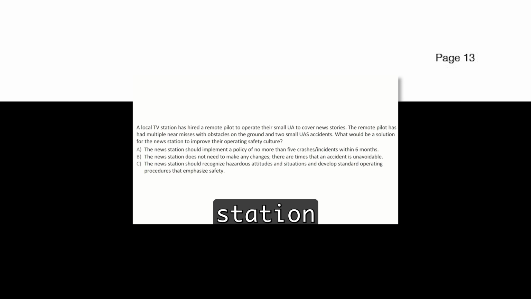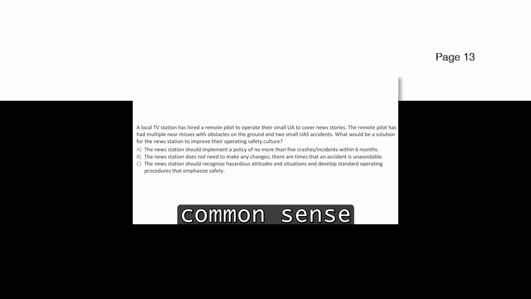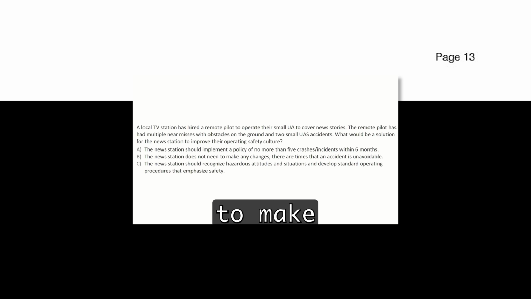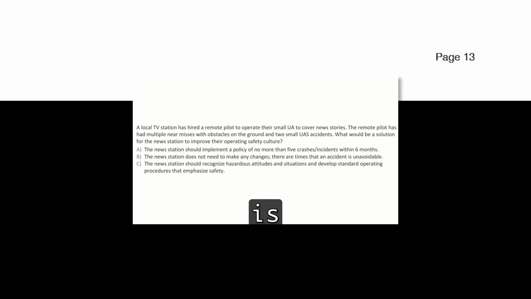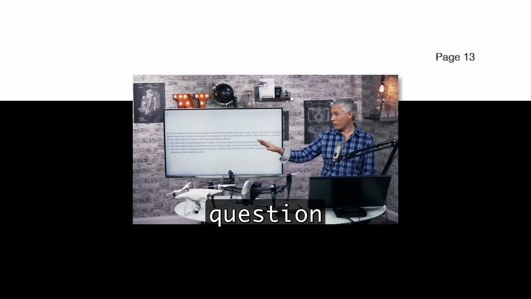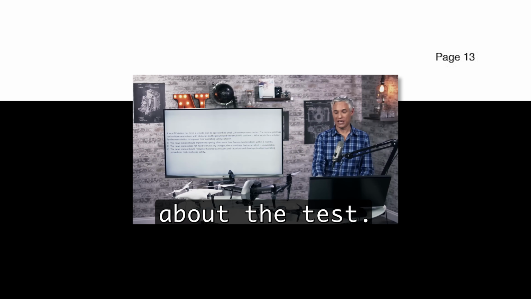Another local TV station has hired you to fly their drone. They've had a bunch of near misses and a couple of accidents. What is a solution to this? So, of course, they're going to err on the side of the safest thing. You don't have to study this. It should be obvious to you if you have common sense. Is the answer the news station does not need to make changes? Sometimes accidents are just unavoidable? No, of course not. The answer is the news station should recognize hazardous attitudes and situations and develop standard operating procedures that emphasize safety. Anybody could get that question right without knowing anything about the test if you just had some common sense.